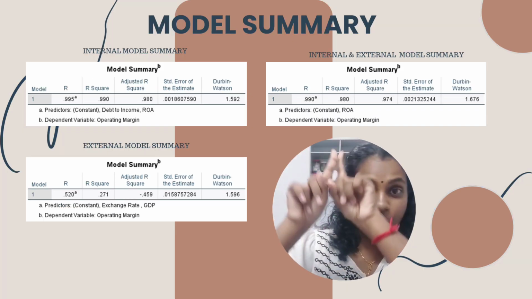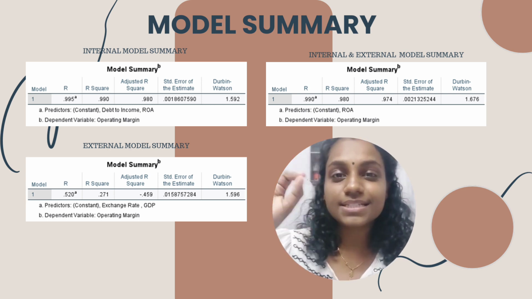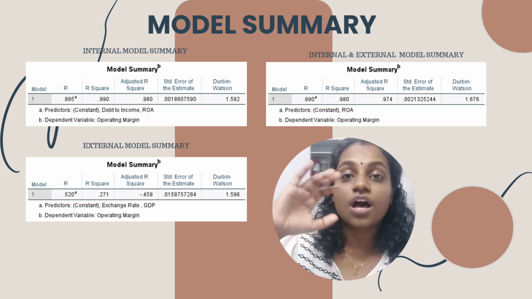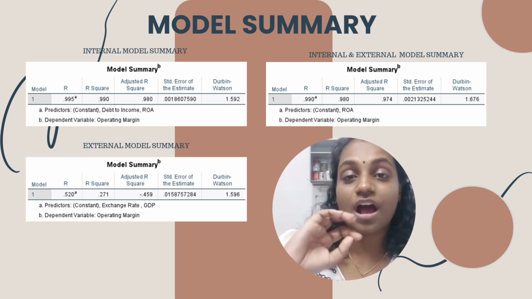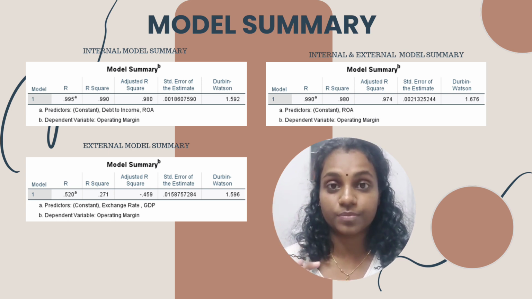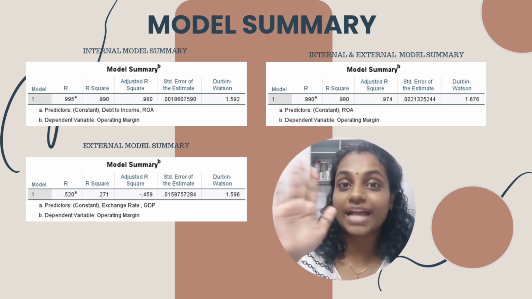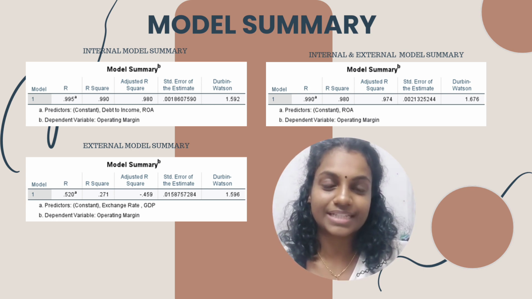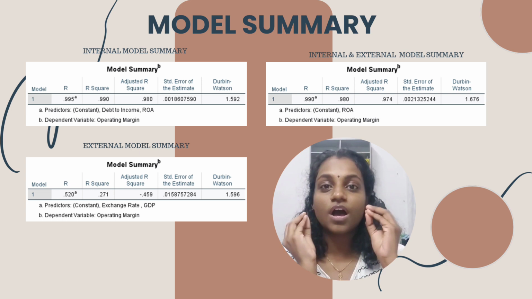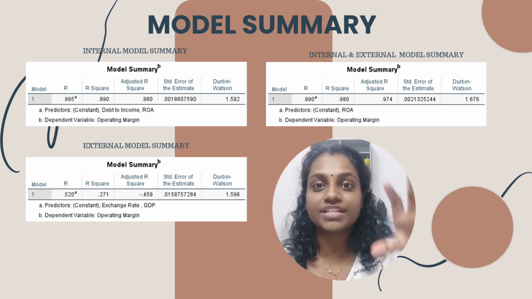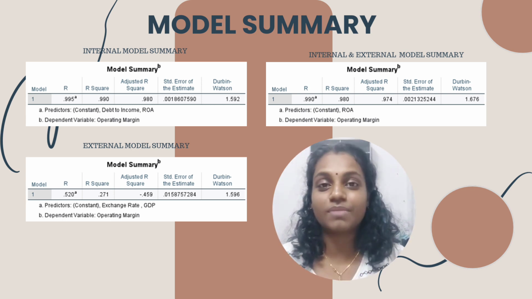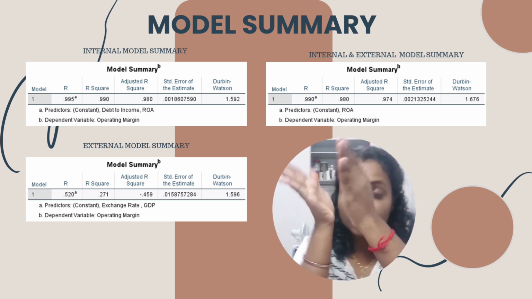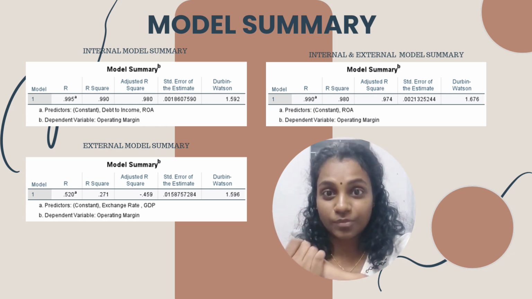Other than that, we have the model summary. The adjusted R-square in the model summary for the internal data, specifically for the independent variables debt to income and ROA, is 0.980. The high adjusted R-square of 0.980 suggests that 98% of the variability in operating margin is effectively captured by the included independent variables. So let's move to the external model summary data.